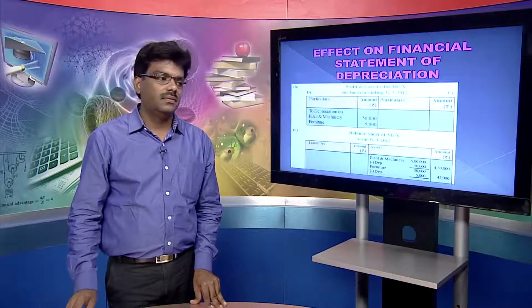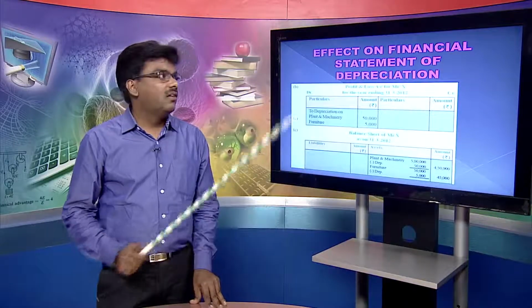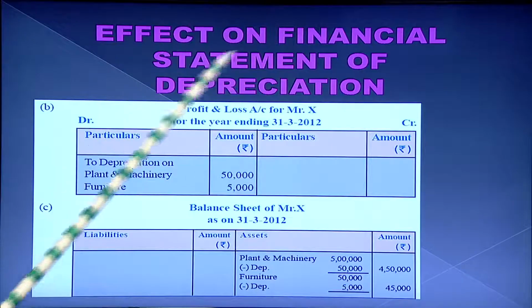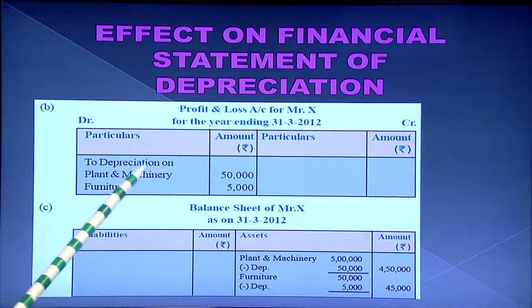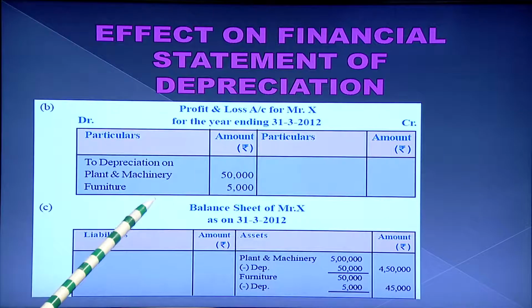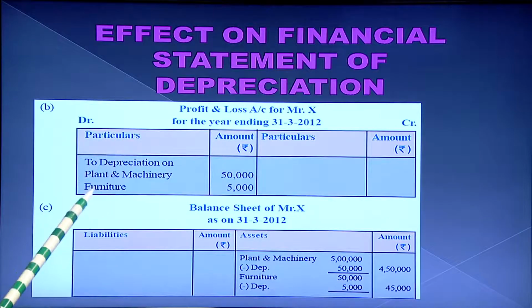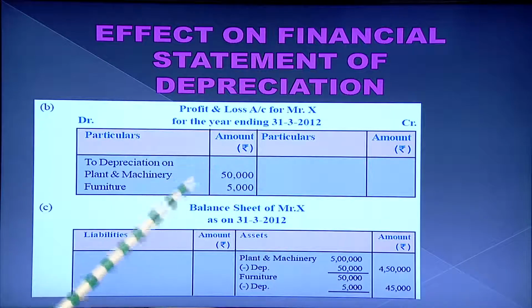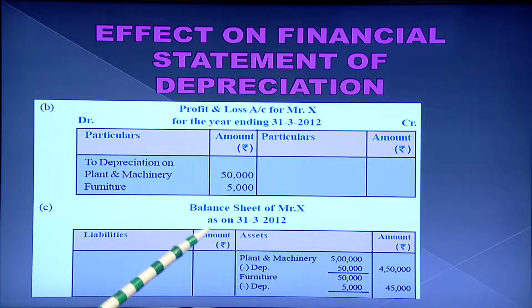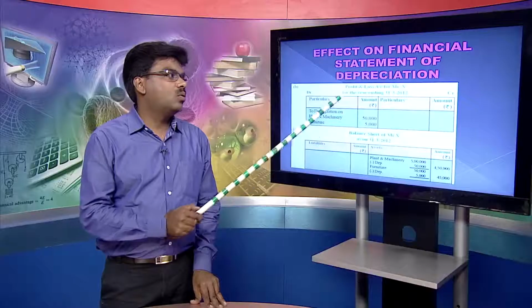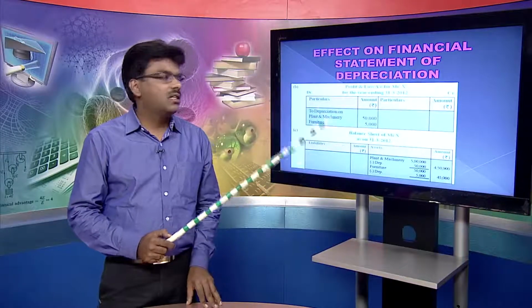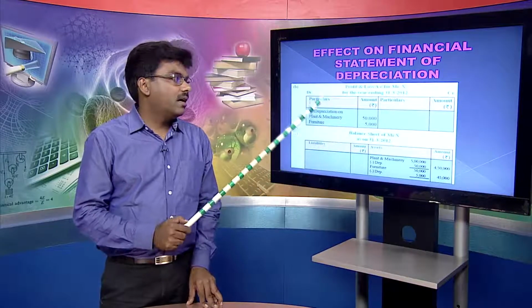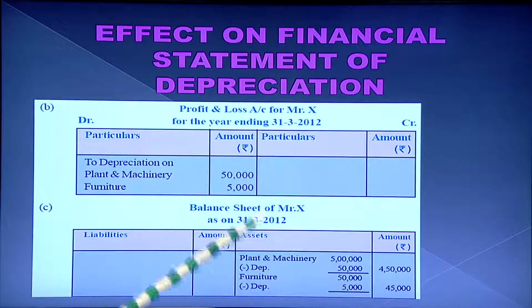So, dear learners, after adjustment entry of depreciation, we will discuss the effect of depreciation on financial statement. Total depreciation, that is 50,000 on plant and machinery, we calculated earlier, and 5,000 for furniture. So, total depreciation is 55,000. This is an indirect expense. So, we will show these expenses in profit and loss account, and because of expenses, this is shown in debit side.